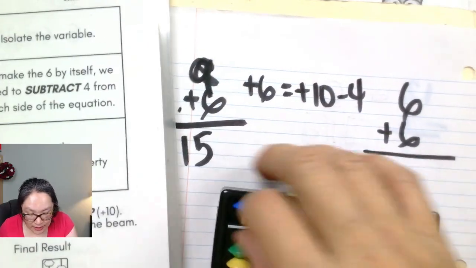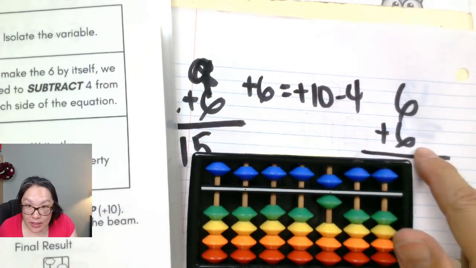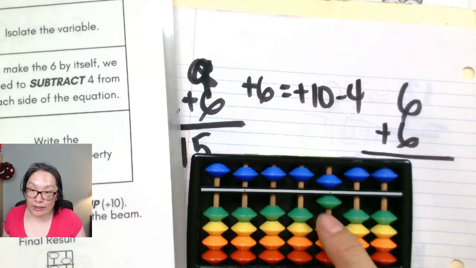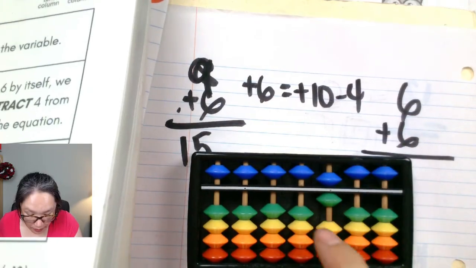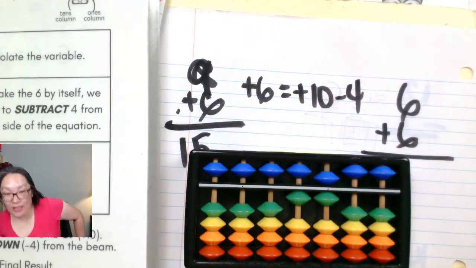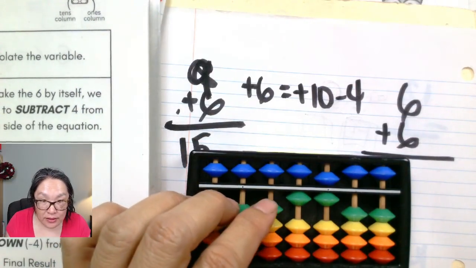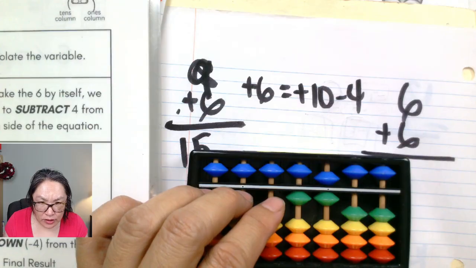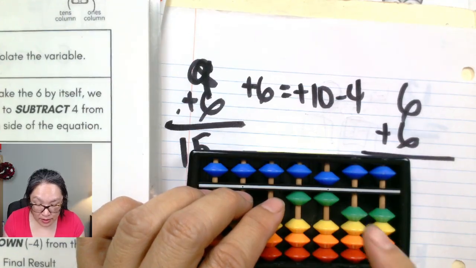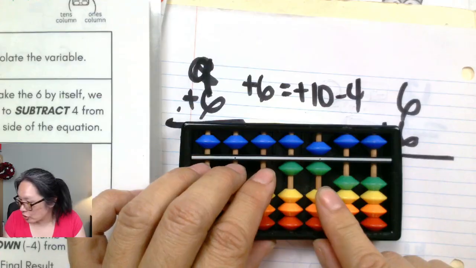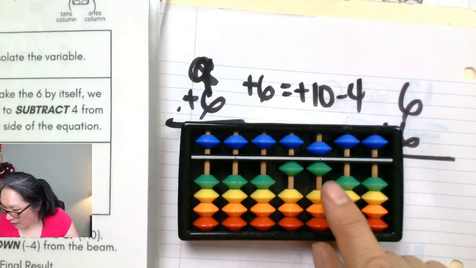When I look at this, I know that I'm going to have a 6. Now I'm going to plus the 6. I don't have enough beads to plus the 6. I need to plus the 10 minus the 4. I'm going to plus the 10, take away the 4. Whoa. I cannot take away the 4. So we're going to minus the 4. When we minus the 4, can we do it? No, we can't. We cannot minus the 4.